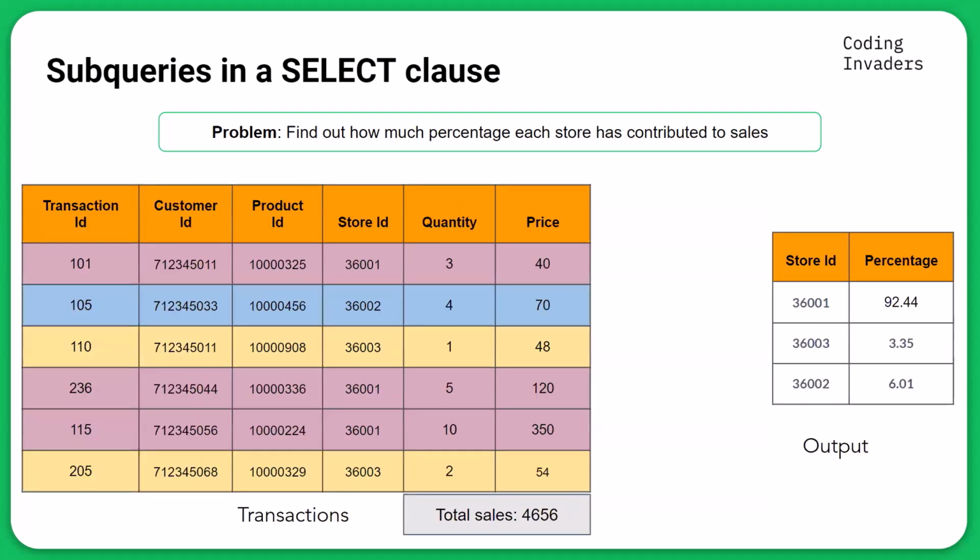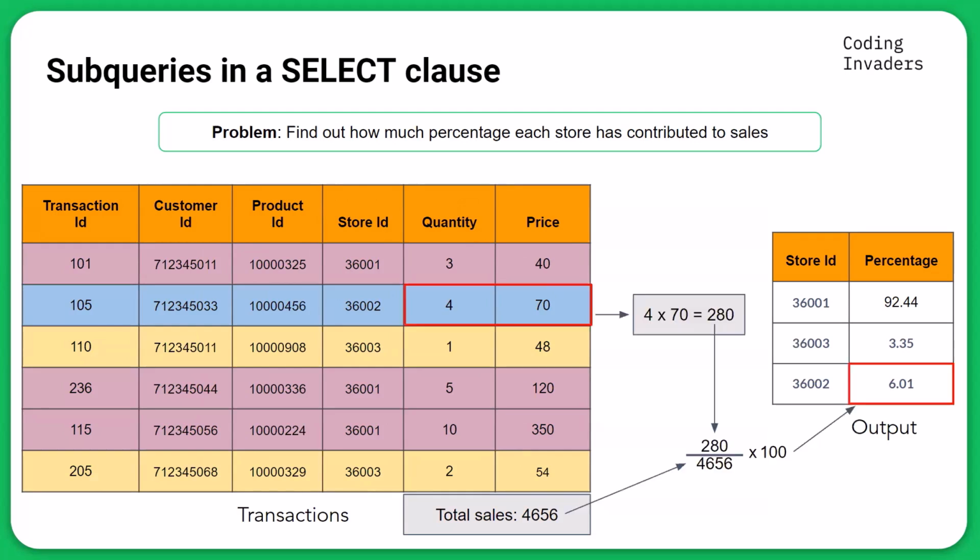So we will get the output as 36001 store has 92.44%, 36003 has 3.35% of sales, and 36002 has 6.01% of sales. Let me show you one explanation of this.